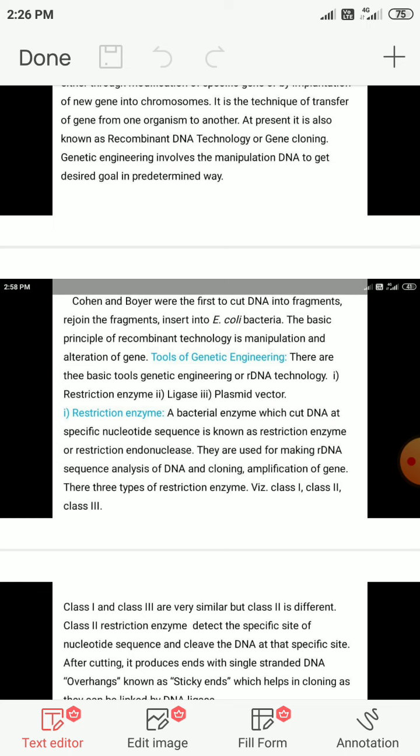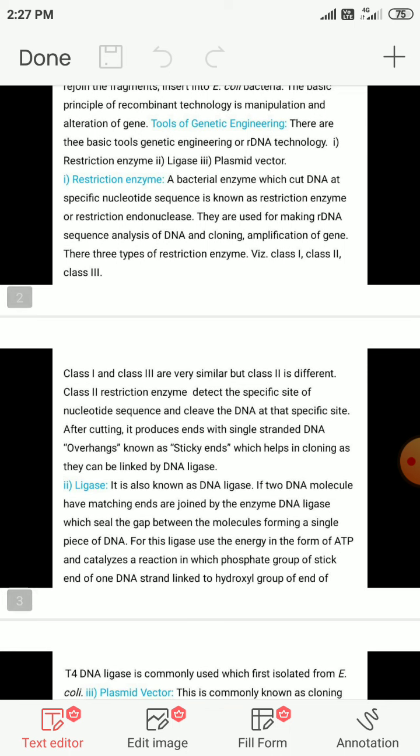The bacterial enzymes which cut the DNA at a specific nucleotide sequence are known as restriction enzymes or restriction endonucleases. They are used for making rDNA, sequence analysis of DNA, cloning, and amplification of the gene. There are three types of restriction enzymes: class 1, class 2 and class 3. Class 1 and class 3 are very similar, but class 2 is a different class.